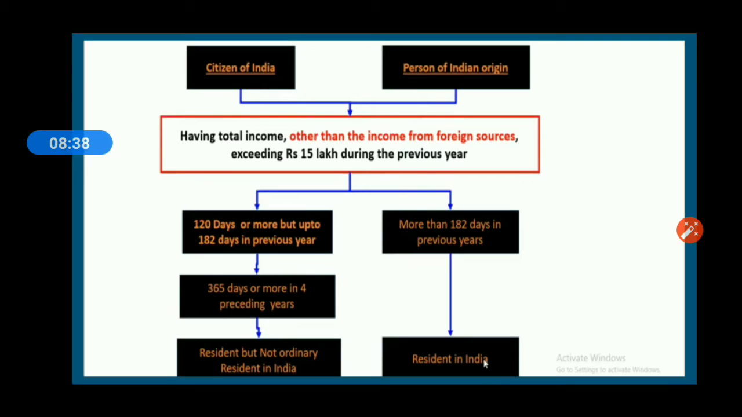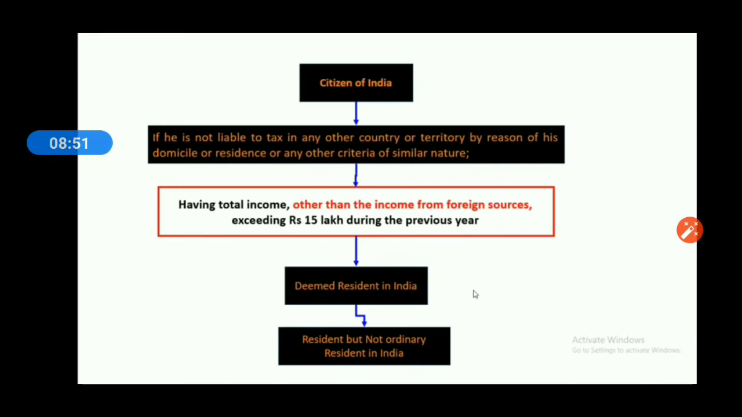If he is resident in India, both his foreign source income and Indian income will be taxable. Next, if any citizen of India is not liable to tax in any other country by reason of his domicile or residence or any other reason of a similar nature, having income exceeding 15 lakh rupees other than foreign sources, then he is deemed to be resident in India, and the Indian generated income is taxable in India, and he is considered as resident but not ordinary resident in India.